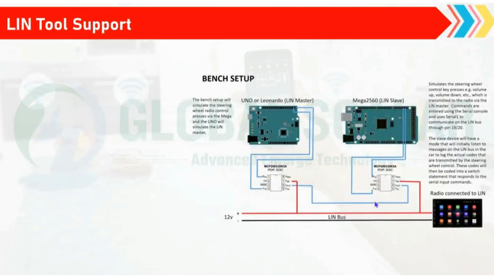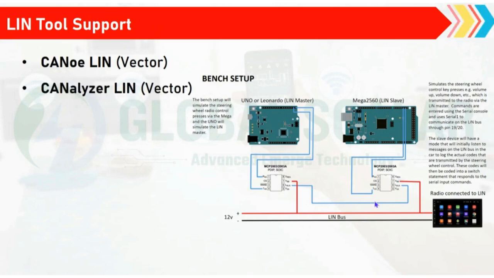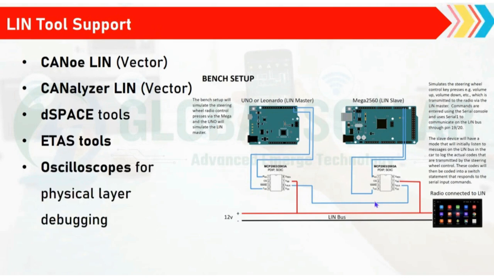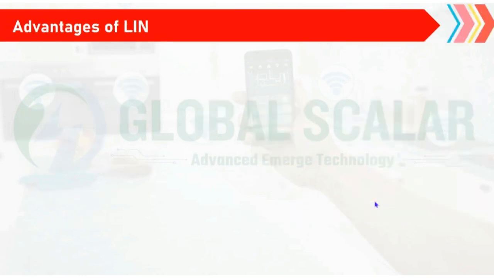And coming to the LIN supported tools, it supports CANoe LIN, the Vector tool, CANalyzer LIN, dSPACE tools, ETAS tools, and there are many other examples. And we have the oscilloscope for physical layer debugging. So how data is transferred between the master and slave can be verified on the oscilloscope.